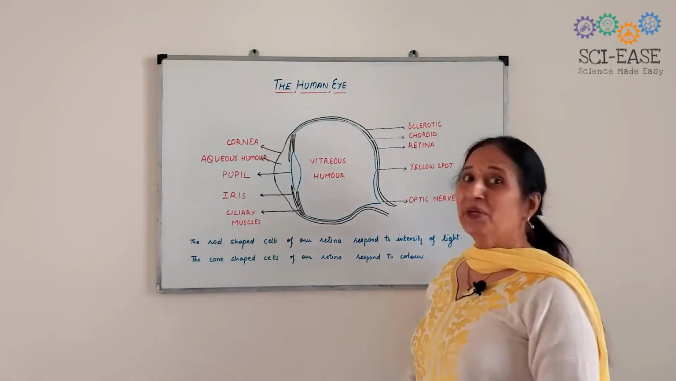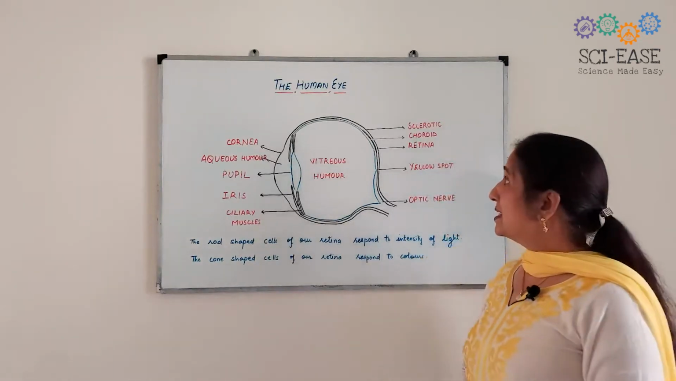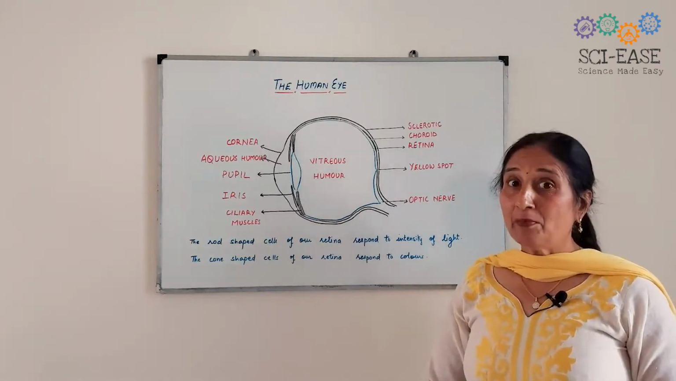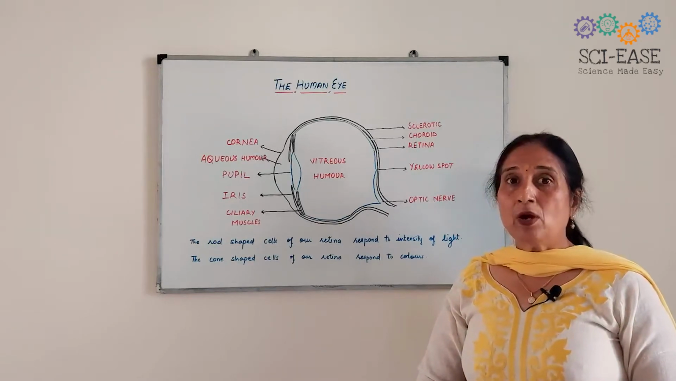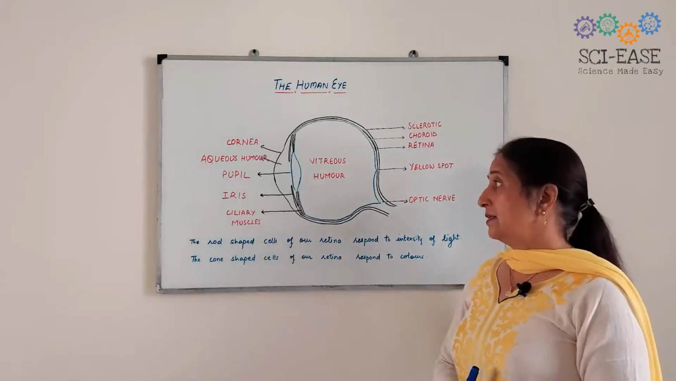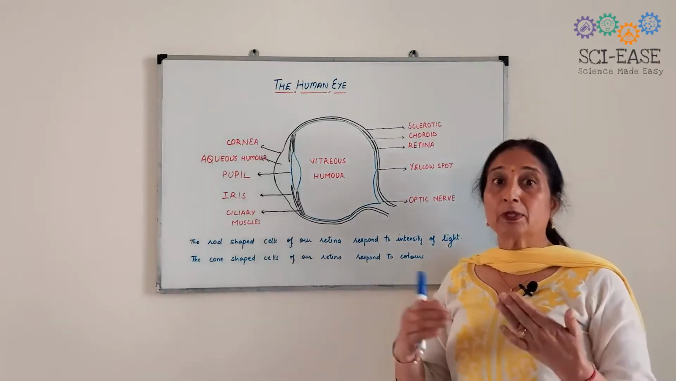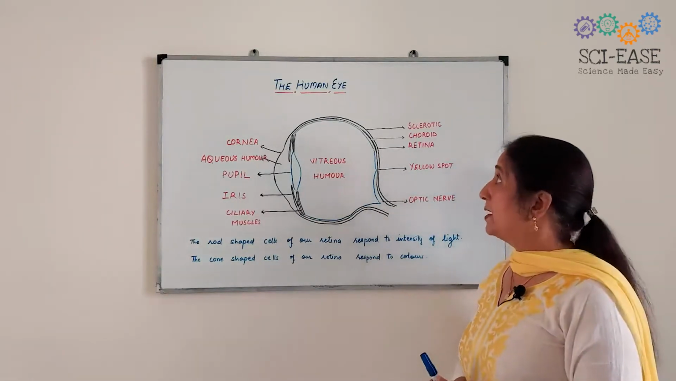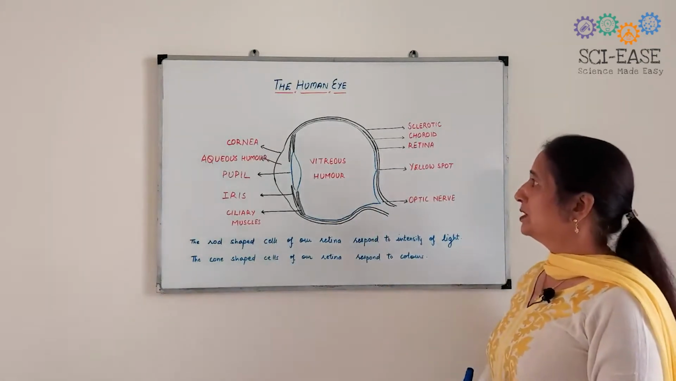Now in this video, I will explain the construction and working of the human eye, which is very important. Sometimes a labeled diagram of the human eye is asked, and sometimes its working is asked, or the function of the parts of the human eye. So this is the structure of the human eye. I have drawn it on the board.